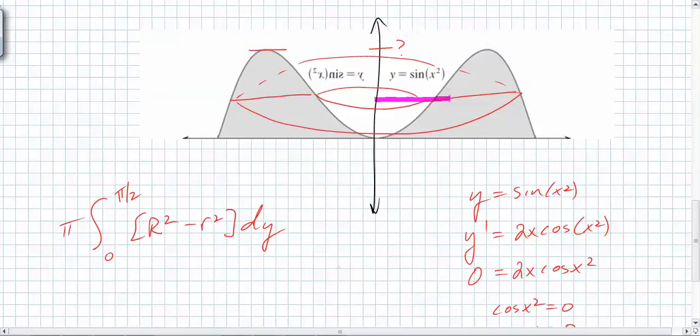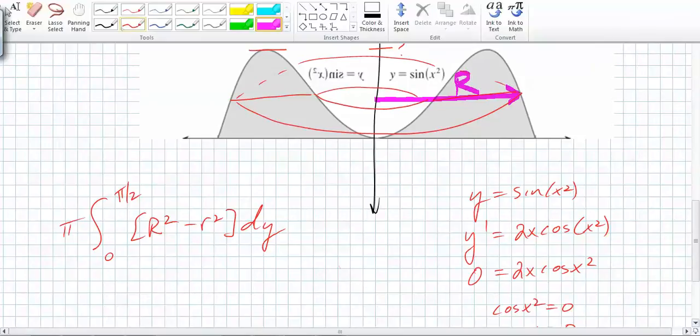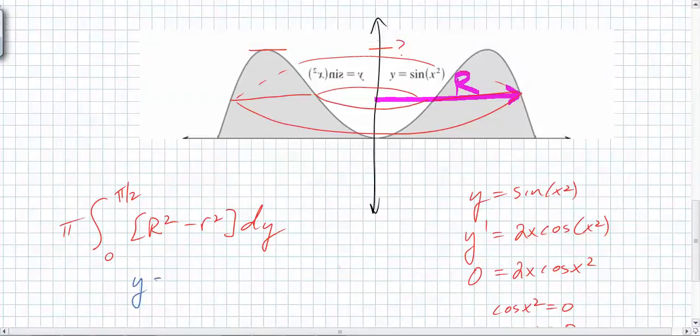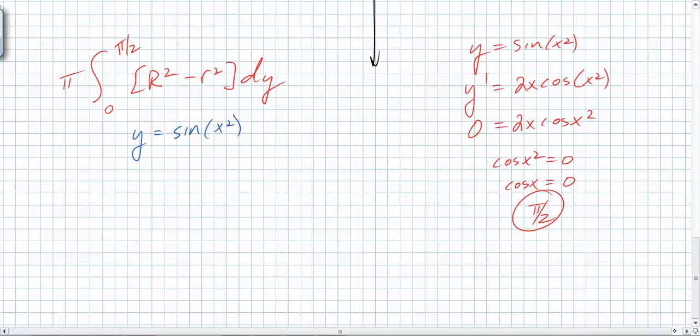The big radius, does it need to be in terms of x or y? It needs to be in terms of y because we're in dy. So we know y is equal to... What do we know y is equal to? Sine of x squared. So what do we need to isolate? No, y is already isolated. We need to isolate the x, because the radius is an x distance, but we need it in terms of y. So what do we need to isolate? X. Okay, ready? Here we go.